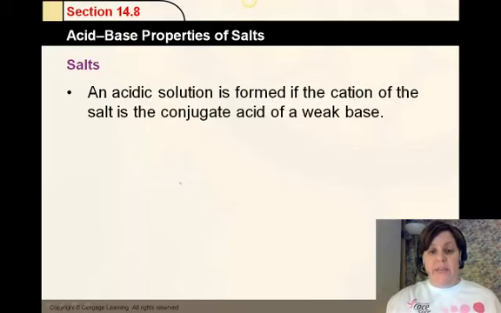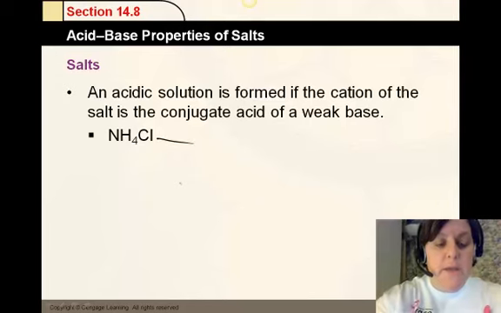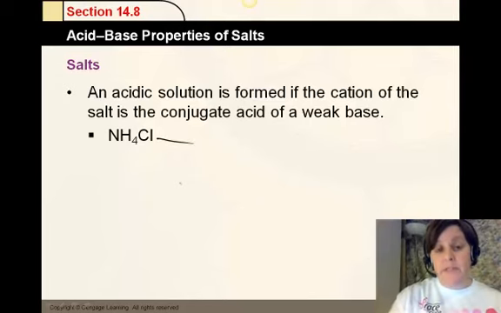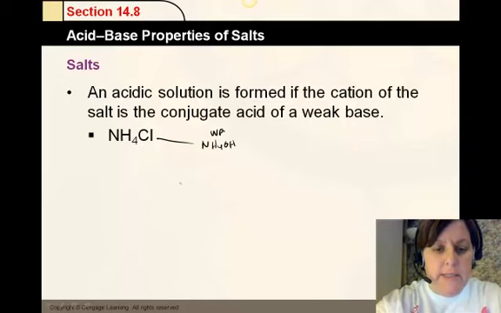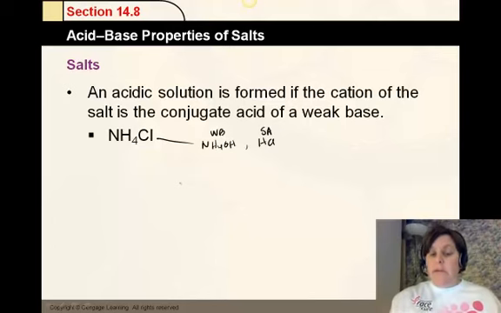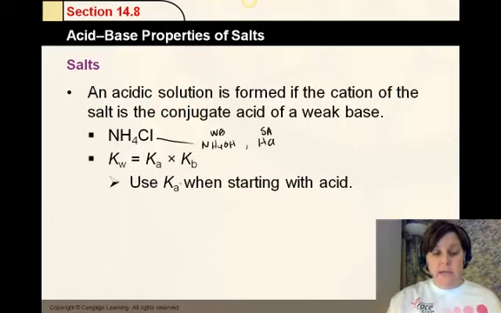An acidic solution is formed if the cation of the salt is the conjugate acid of a weak base. Again, let's look at this example, NH4Cl. The two components that had to be mixed prior to producing ammonium chloride are NH4OH, which is a weak base, and HCl, which is a strong acid. Well, again, strong acid and weak base come together, and the result is going to be acidic. So ammonium chloride is going to be acidic. Again, they're showing you about Kw, and we're going to use the Ka when starting with acid.